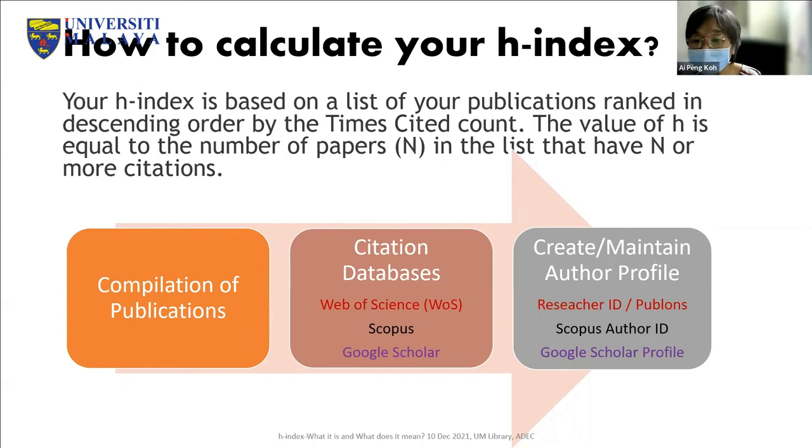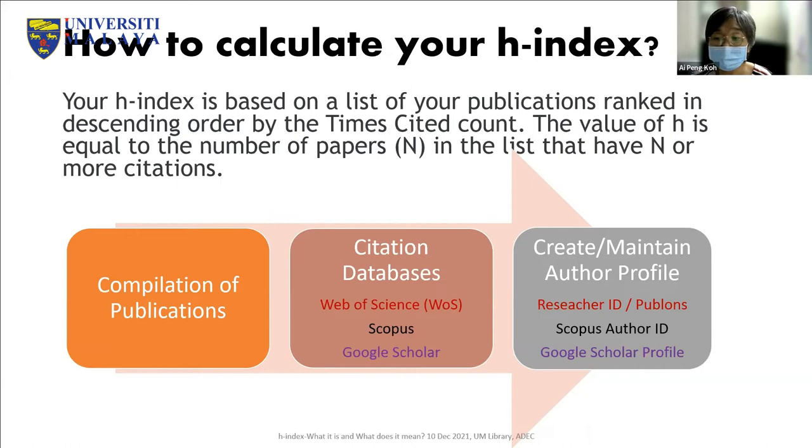So the third thing is you have to create or maintain an author profile. In Web of Science, we refer to ResearcherID or Publons. In Scopus, please maintain your Scopus Author ID. If you're using Google Scholar to track your publications or citations, then please maintain your Google Scholar profile.